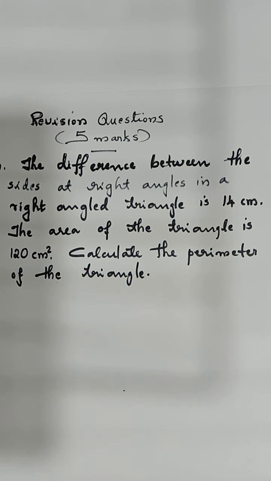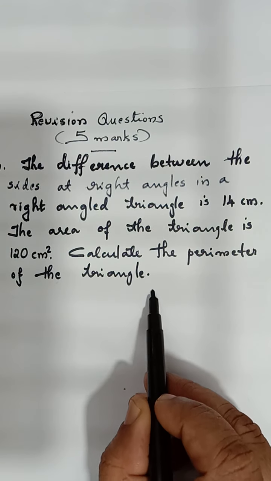First question: the difference between the sides at right angles in a right angle triangle is 14 centimeter. Area of the triangle is 120 cm square. Calculate the perimeter of the triangle. So, if you draw a figure, you will understand.